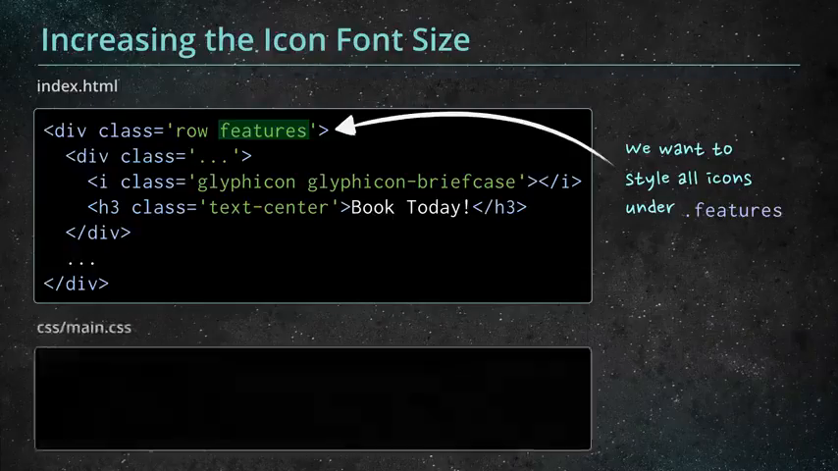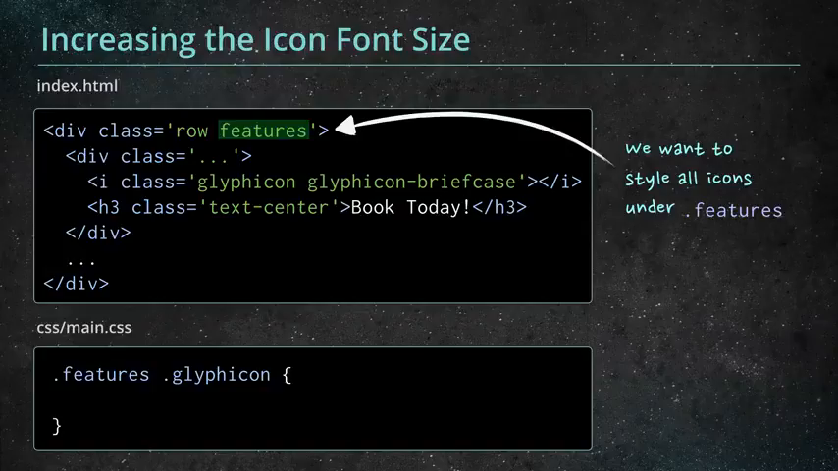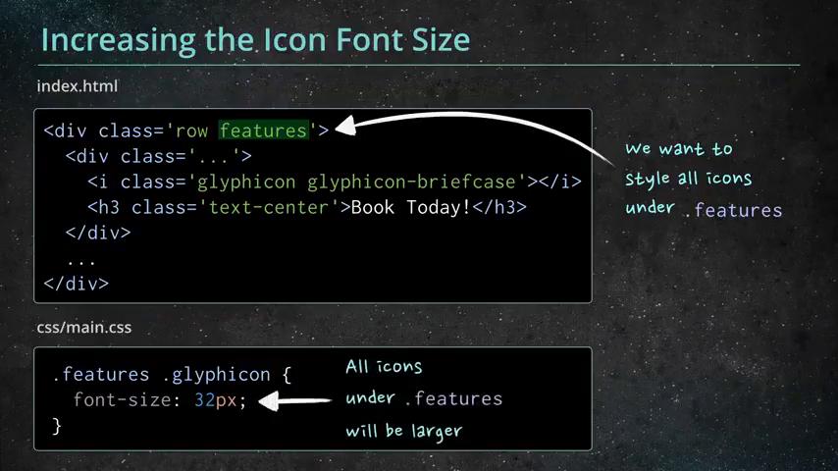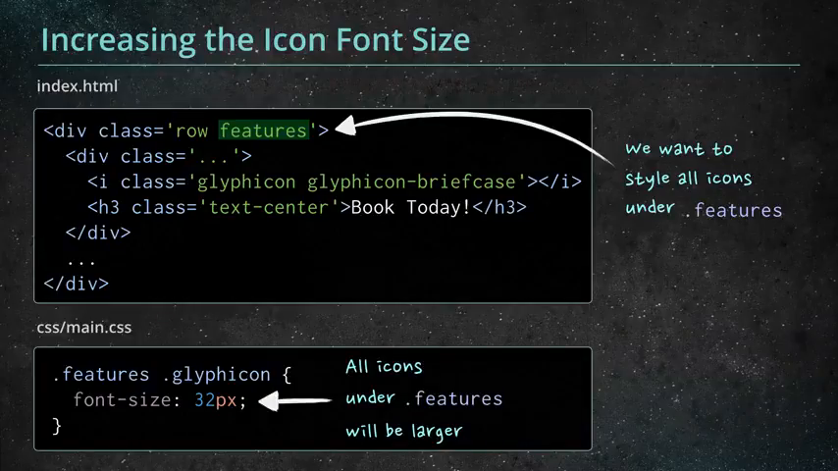Then we can create this css/main.css file and define a single CSS selector of .features .glyphicon. This just means that we'll only be styling glyphicons that are inside of an element with a class of features. In this case, we'll increase the font size to 32 pixels, making them stand out quite a bit from their surrounding text. It's important to note here that if we left out the .features part, we would be styling all glyphicons on the page. At the moment, that would be okay, but it's a best practice to only style what you need.